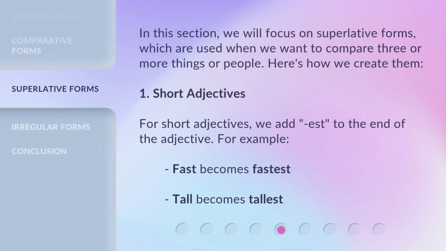In this section, we will focus on superlative forms, which are used when we want to compare three or more things or people. Here's how we create them. 1. Short adjectives. For short adjectives, we add "est" to the end of the adjective. For example, fast becomes fastest, tall becomes tallest.